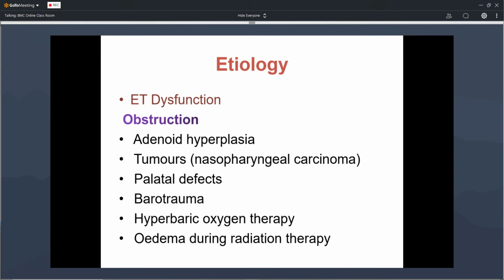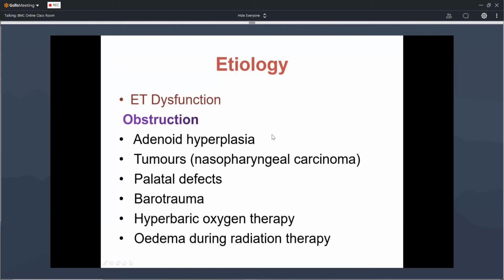If there is any problem in the nasopharyngeal end of the eustachian tube, then air will not enter the middle ear cavity. Then the patient will have negative pressure in the middle ear cavity, then retraction of the tympanic membrane and accumulation of fluid, that is transudate or exudate, in the middle ear cavity. So there are various causes for eustachian tubal dysfunction.